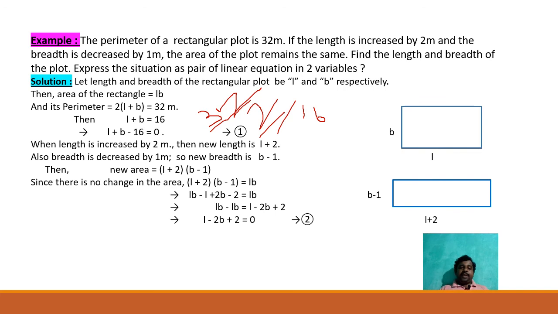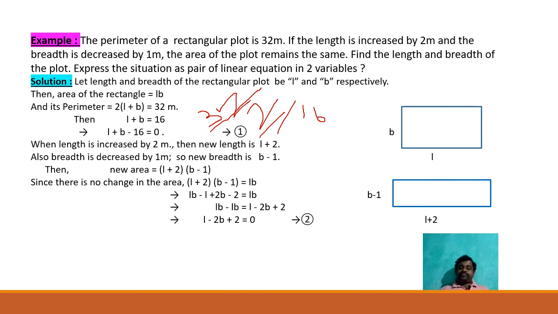Expanding: L into B is LB, plus into minus minus L into 1 is L, plus 2 into B is 2B, plus into minus minus 2. If we move LB to the other side, LB minus LB, minus L goes to here plus L, plus 2B minus 2B minus 2 plus 2. LB cancels. L minus 2B plus 2 is equal to 0. This is another linear equation for this.